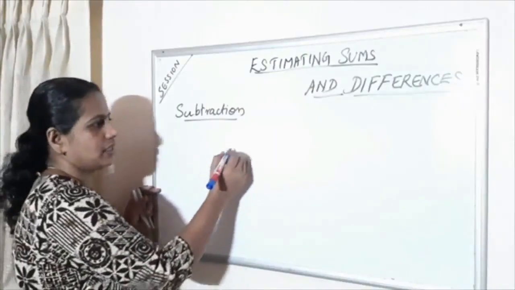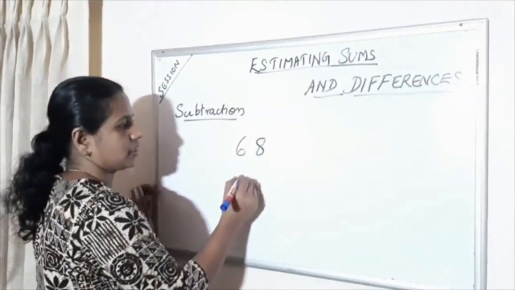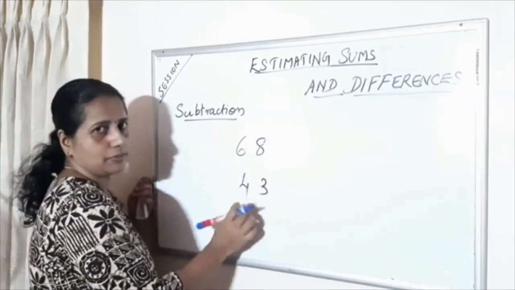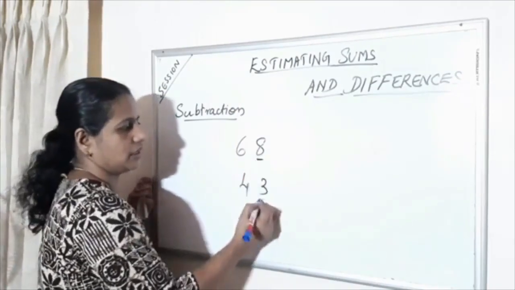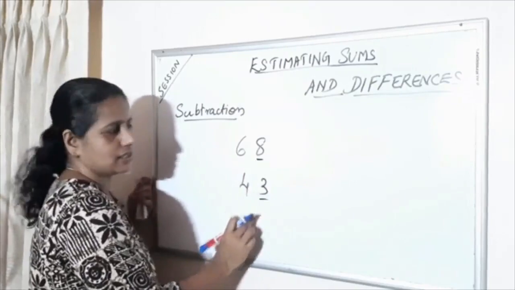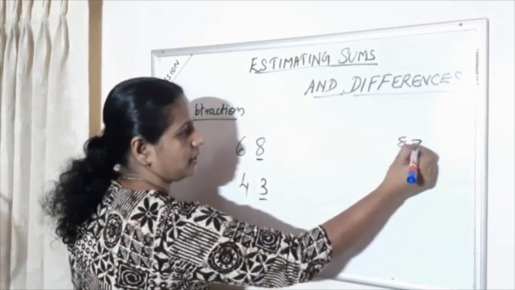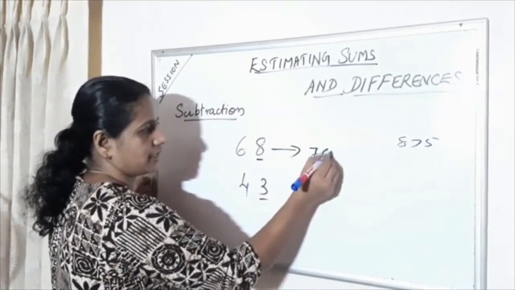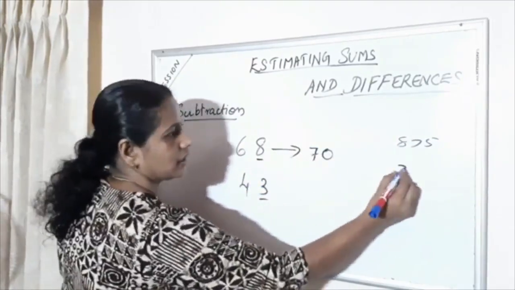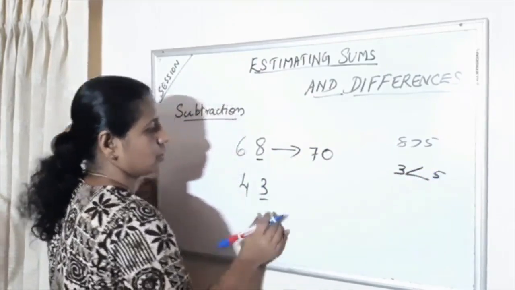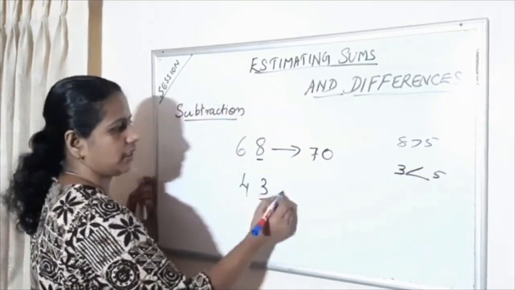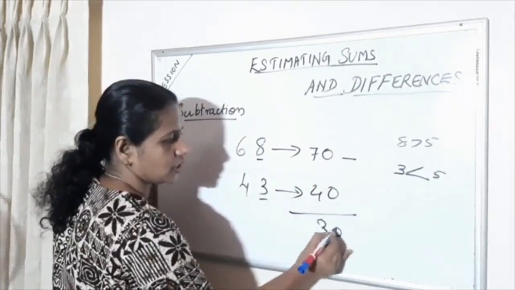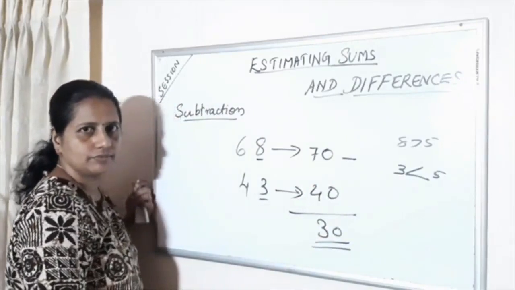Next, subtraction. Take two numbers, 68 and 43. These are 2-digit numbers, so take the ones place. 8 is greater than 5, so round it up to 70. Then 43, 3 is less than 5, so round it down to 40. Now 70 minus 40 is equal to 30.